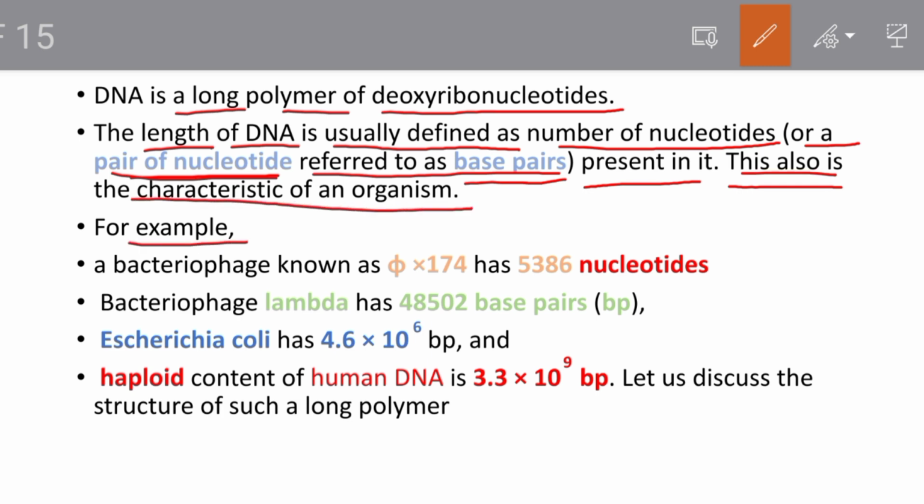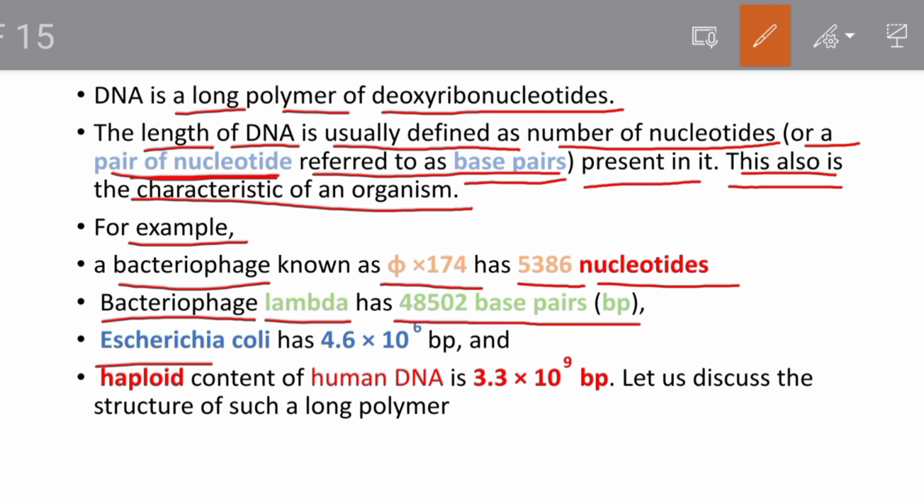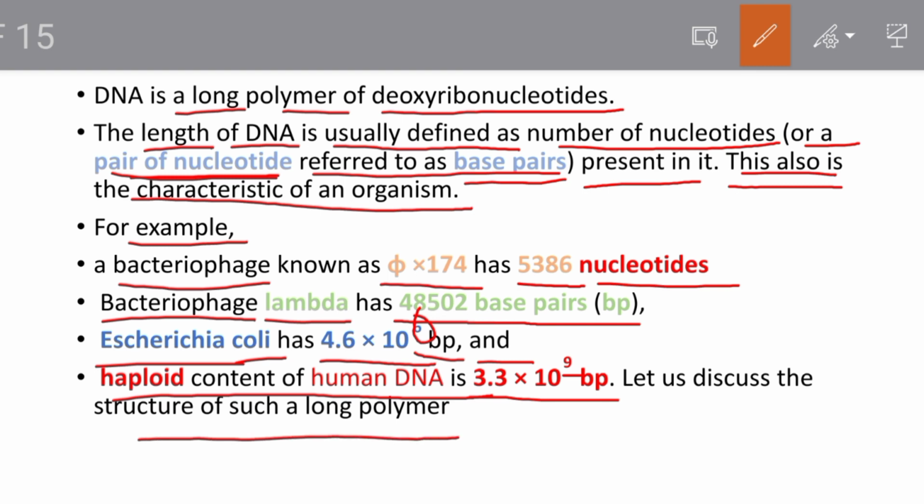For example, a bacteriophage known as 5174 has 5386 nucleotides. Bacteriophage lambda has 48502 base pairs. Escherichia coli has 4.6 into 10 raised to 6 base pairs. And haploid content of human DNA is 3.3 into 10 raised to 9 base pairs. Let us discuss the structure of such a long polymer.